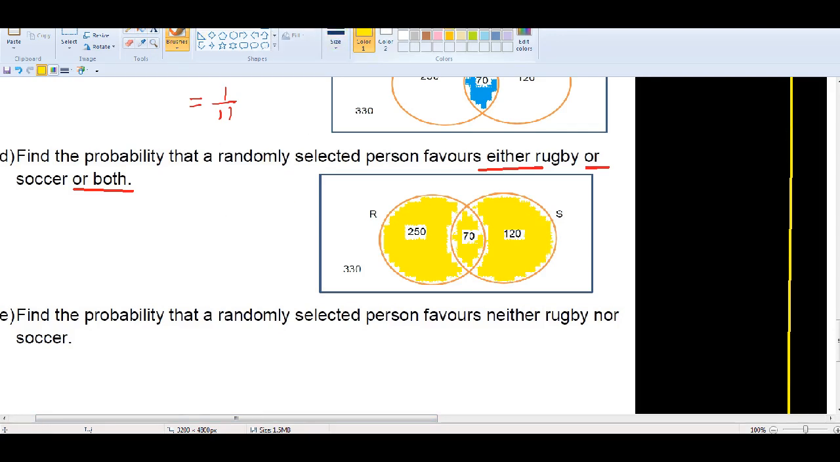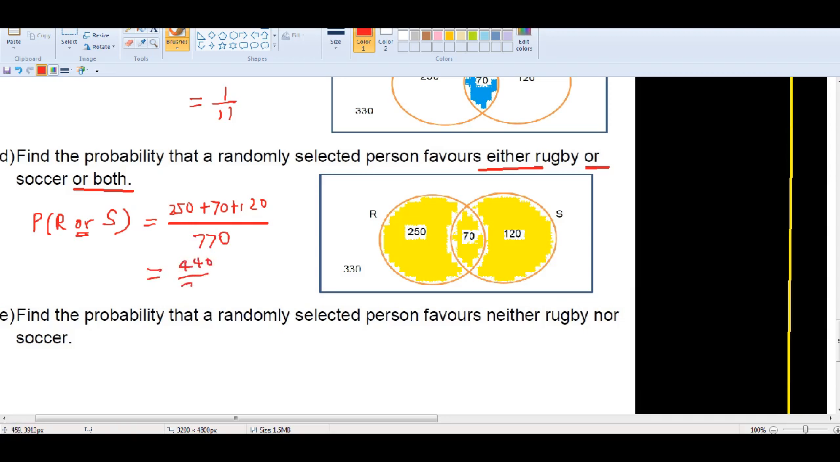Let's write the probability as P(R or S). We'll use the word "or" this time, and then it will be... alright. So that's it.